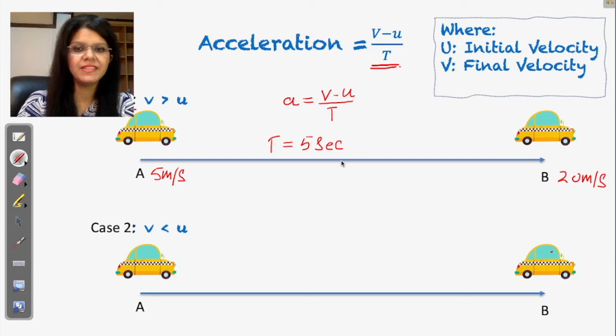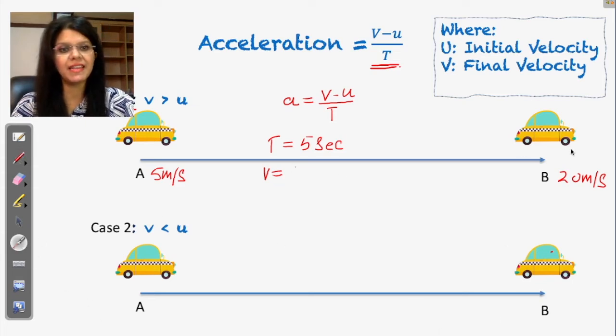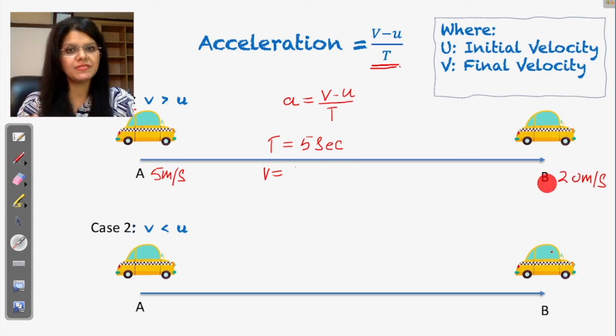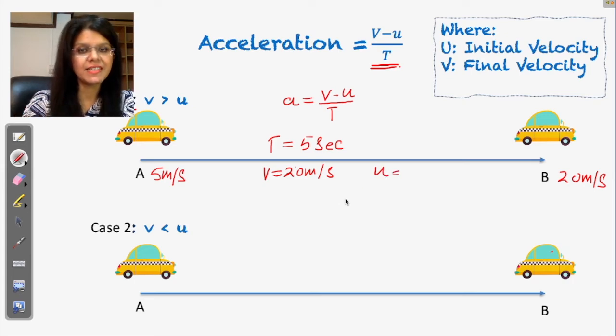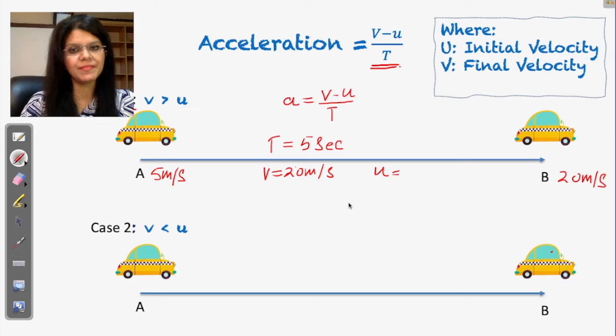So what is the value of v here? V is the final velocity. Final is a thing which happens at a later point of time. At a later point of time, the car was at B. So what was the velocity at B? 20 meters per second. V is 20 meters per second. And what is the value of u? U is the value of the velocity at the earlier point of time. So initially, earlier, the car was at A, so 5 meters per second.